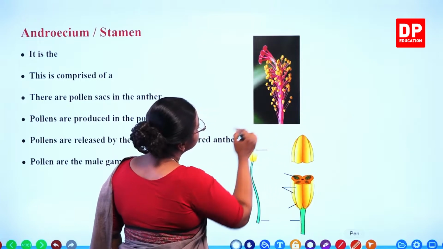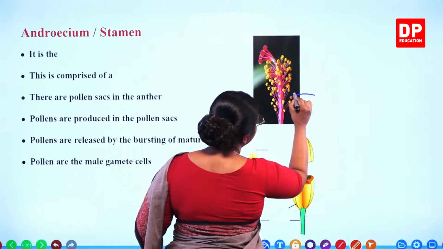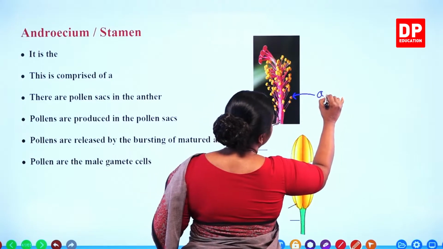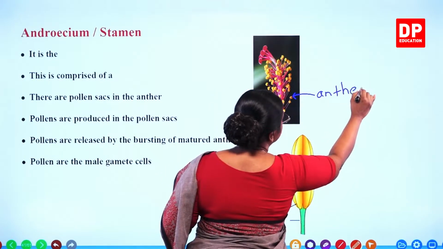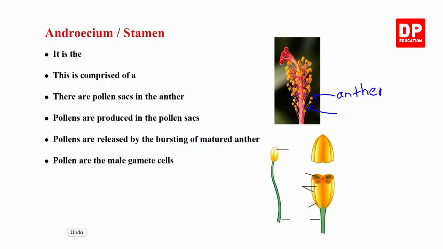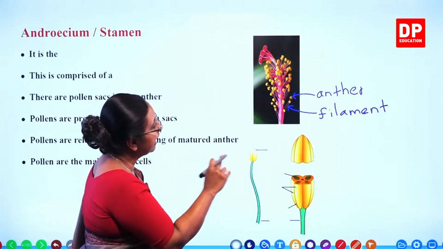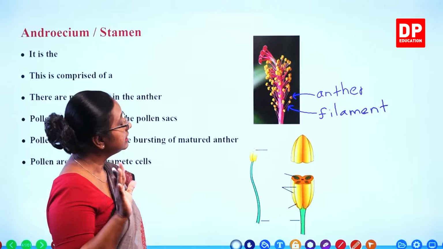Here you can see this is part of the shoe flower. What you see as these yellow colored structures, those are the anther. All these are anther, and this structure is the filament, and both together is what we call the stamen. Anther and filament together is the stamen.